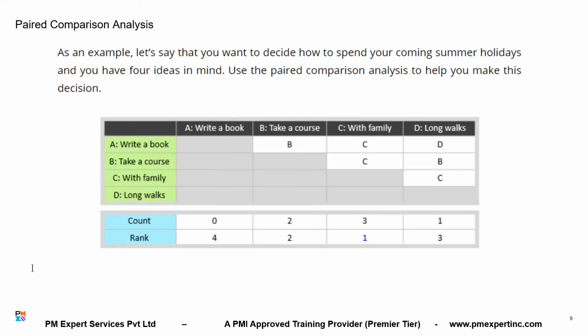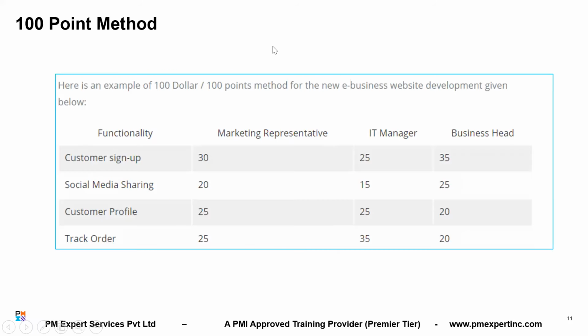Let's assume this to be a product backlog. Please only look at this area which I have highlighted. Suppose this is our product backlog, with these functionalities: customer sign up, social media sharing, customer profile and track orders. Now, you can note down these values somewhere.